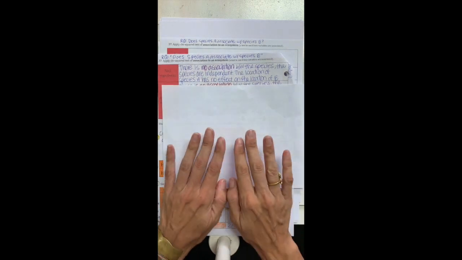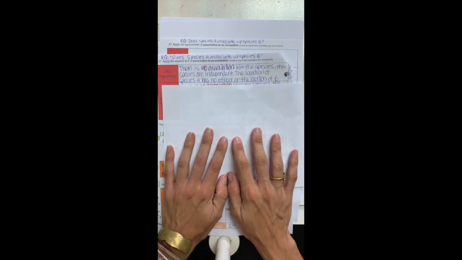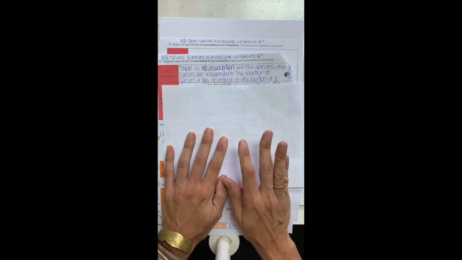So the first thing you want to think about is your two hypotheses. The first one is going to be your null hypothesis. Think of this one as neutral. There is no association. This is going to be completely random. So there is no association between the species. The species are completely independent, and the location of species A has no effect on the location of species B.